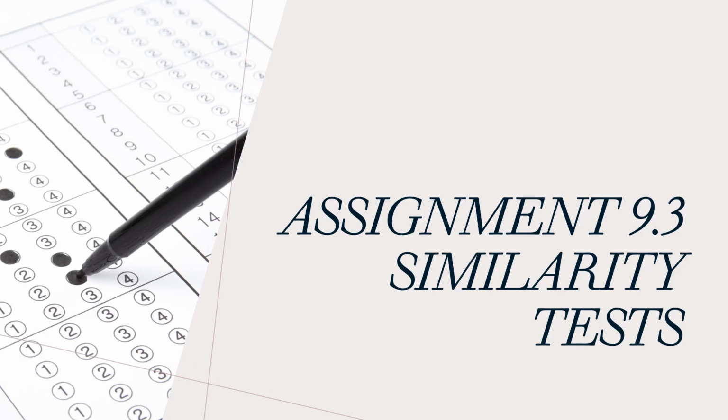Having done all the basic concepts, you know how to recognize similar triangles and what tests you can do to prove that they're similar. Now it's time for you to do some questions on your own. The questions are from assignment 9.3. Please try them first, and if you really face problems, you can refer to my explanations in the next few slides.